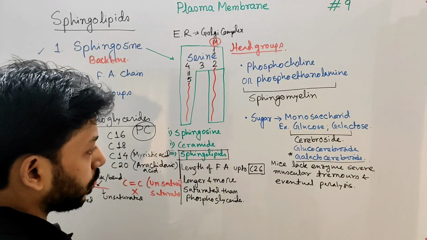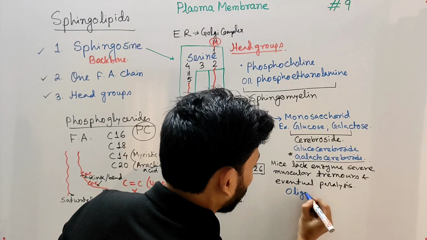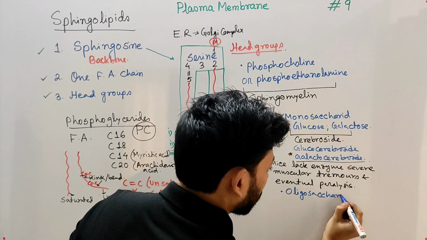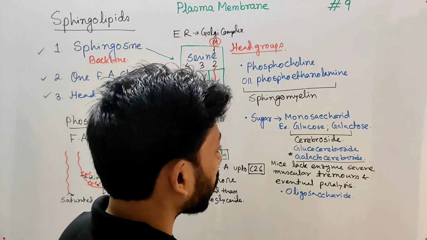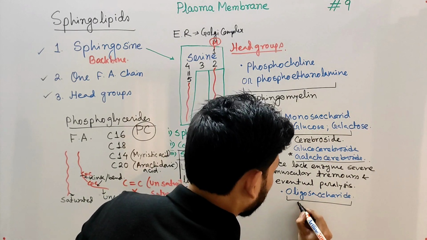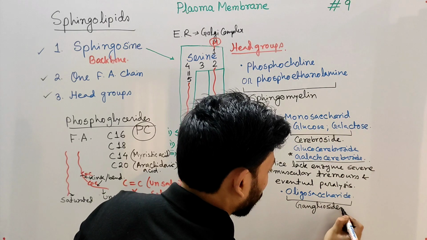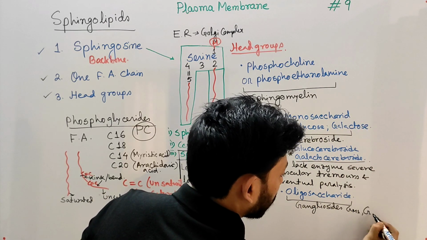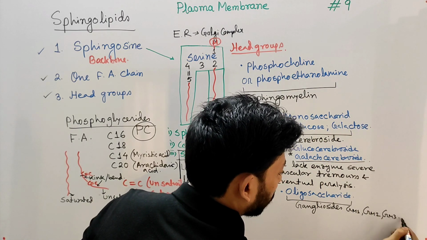Now the sugar molecules could be oligosaccharides. This is another example, oligosaccharide. If the sugar molecule is an oligosaccharide, then we call this type of sphingolipid gangliosides. Examples of gangliosides are GM1, GM2, GM3, etc.